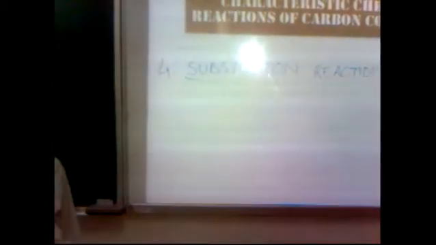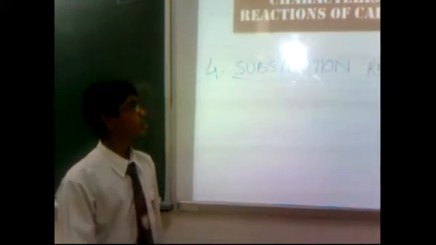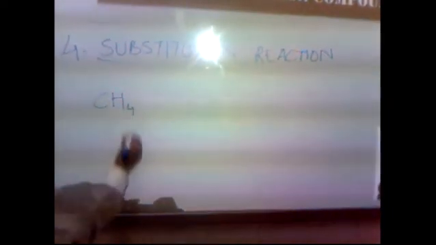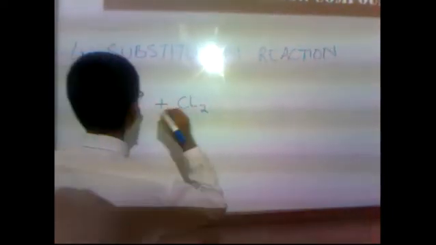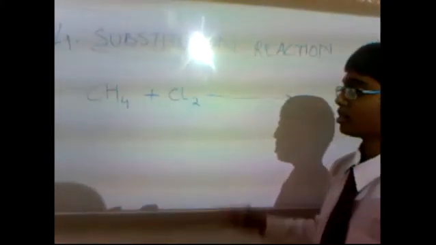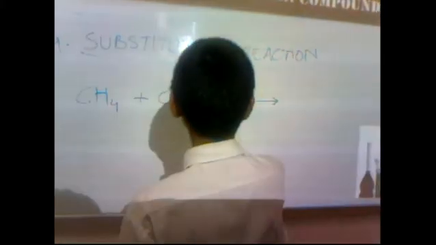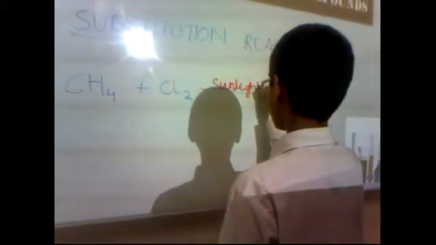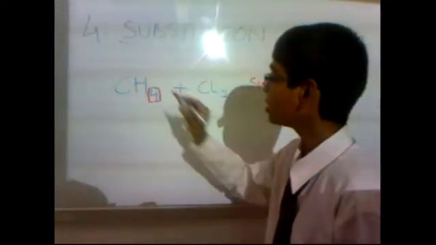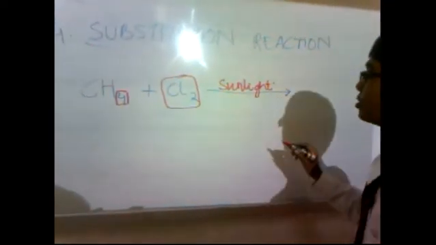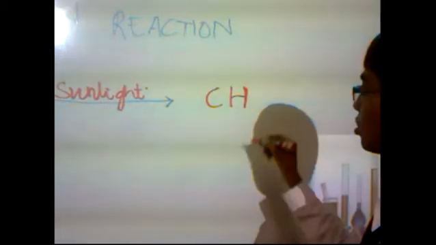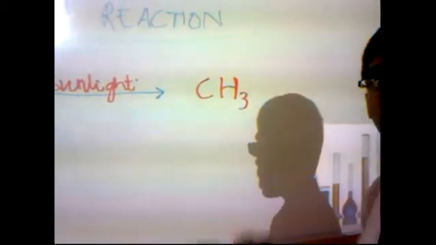Hello. Now I am going to tell you about the last and the fourth reaction of the carbon compound, which is a substitution reaction. Now let's take the simplest alkane for example, that is methane, CH4. Now we have chosen here to take Cl as a substituent. Now please note that substitution reactions can only occur in the presence of sunlight. Now what actually happens in a substitution reaction is that one hydrogen atom gets replaced by a Cl atom. So the product here will be, C will remain as it is. One hydrogen is lost and it gets replaced by Cl.